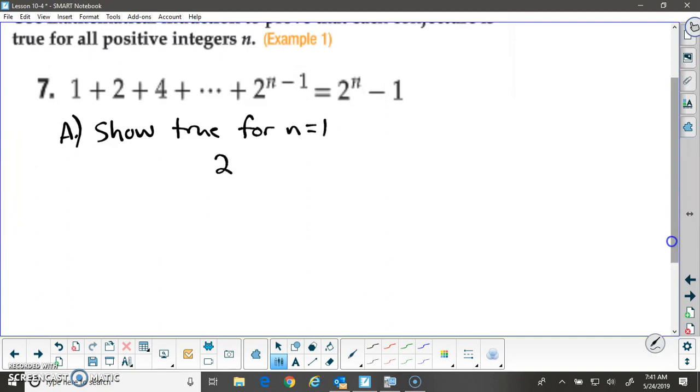If we put 1 in for n, we'll get 2 raised to the 1 minus 1, and that should equal 2 raised to the first minus 1. Well, the left-hand side gives us 2 to the 0, which is 1. The right-hand side gives us 2 minus 1, which is 1.